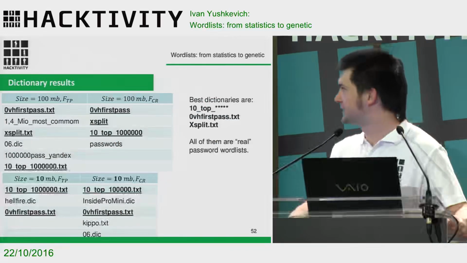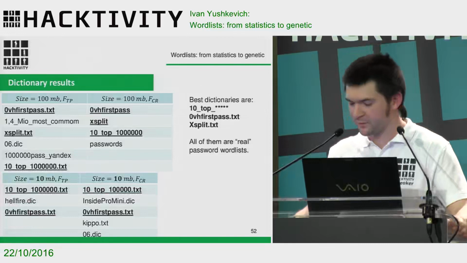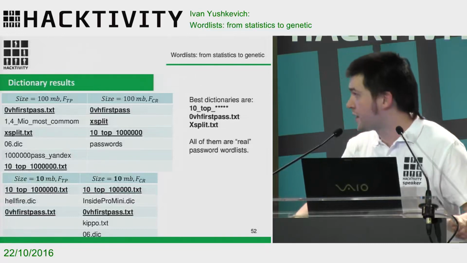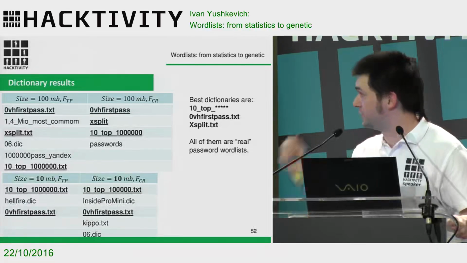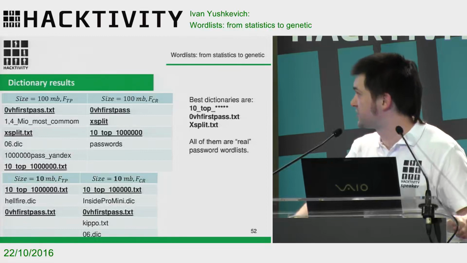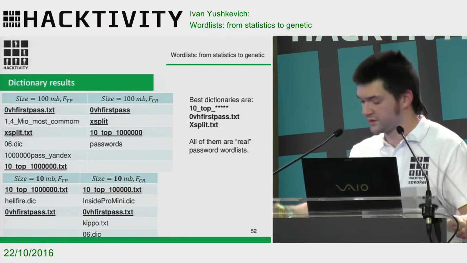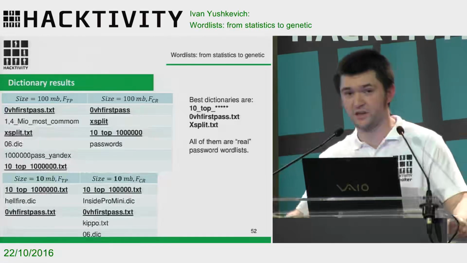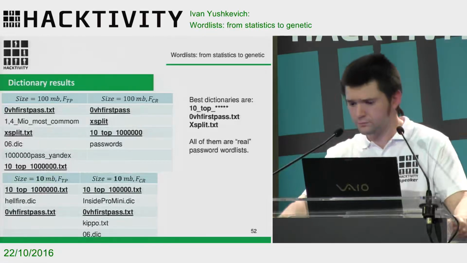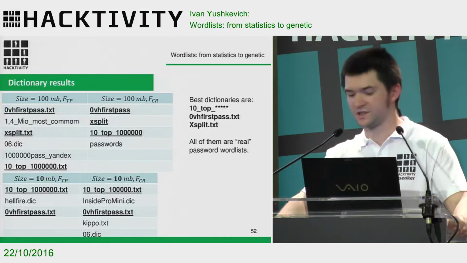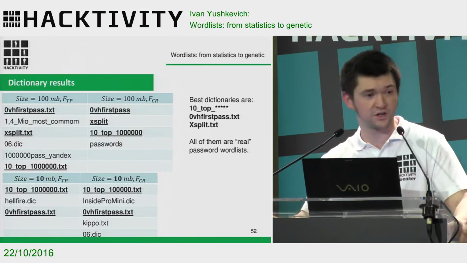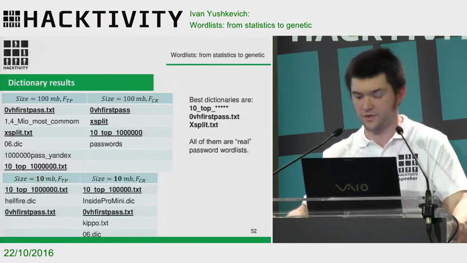Okay, let's make some comparison between the two fitness functions. First of all, they have similar dictionaries in all the cases. So you can say that the best dictionaries are top something, XSplit, and zero first pass. All of them contain only real passwords. So most individuals get some core dictionary and try to add other dictionaries, maybe generated ones, to create something new.